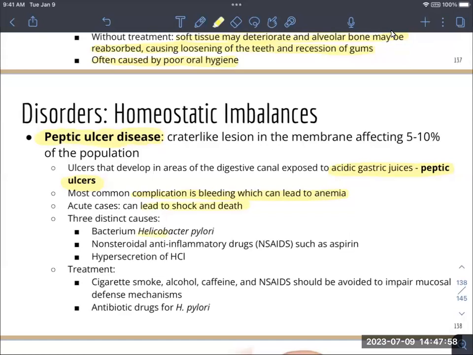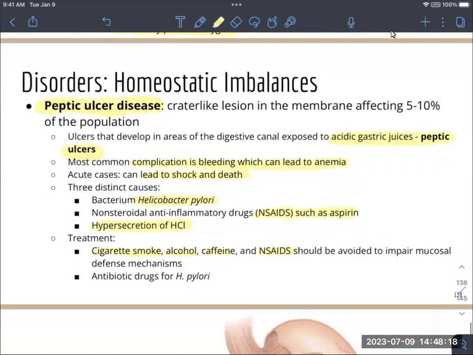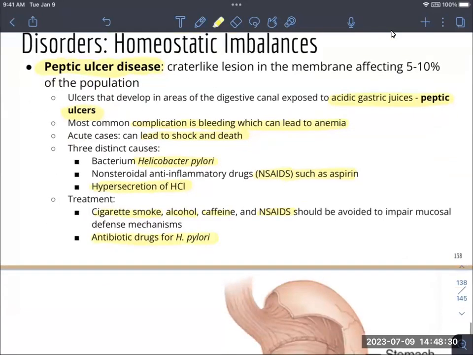There's a bacteria, Helicobacter pylori, that can cause peptic ulcers. Taking too many NSAIDs, like aspirin, or too much secretion of HCl can cause peptic ulcer disease. Cigarette smoking again, alcohol, caffeine, those NSAIDs, even extremely high levels of stress can cause peptic ulcer disease. There are different antibiotics for H. pylori that can get rid of the bacteria. Those tissues can repair themselves.